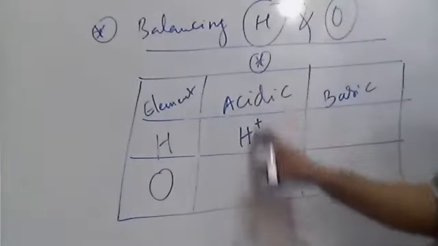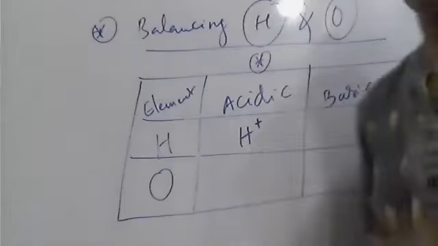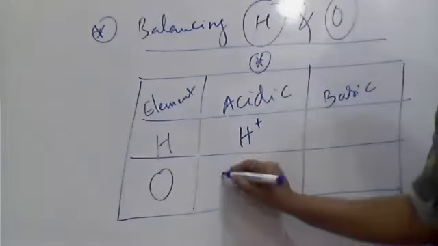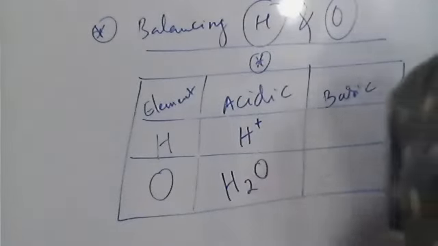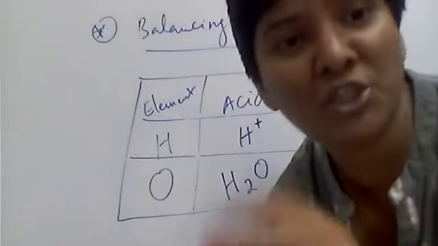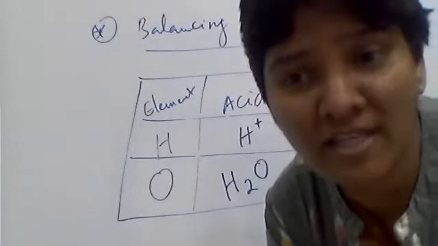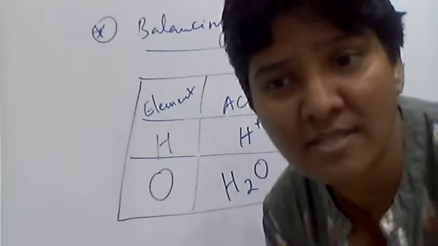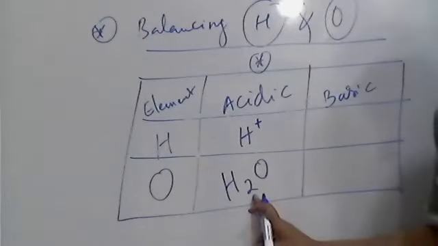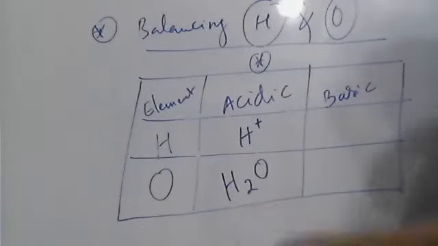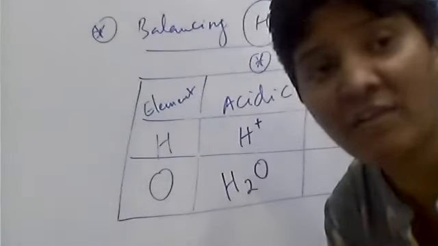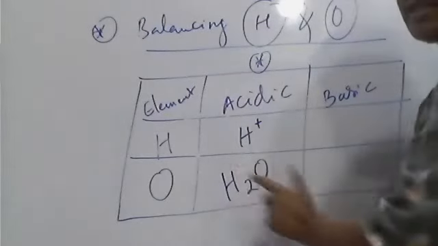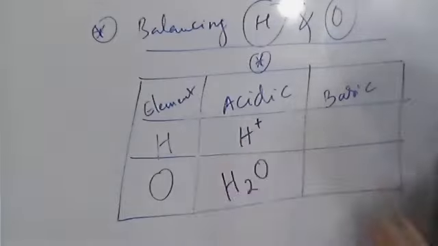In acidic medium, to balance the oxygens, if you need one oxygen, add one H2O where oxygen is less. If you need 7 oxygens, add 7 H2O. If you need 4 oxygens, add 4 H2O. Now give me the answer: if you need 5 oxygens in acidic medium, what is to be added at that side where oxygens are less? 5 H2O. Understand? Wherever oxygens are less in acidic medium, add H2O for oxygen, and H plus for hydrogens.